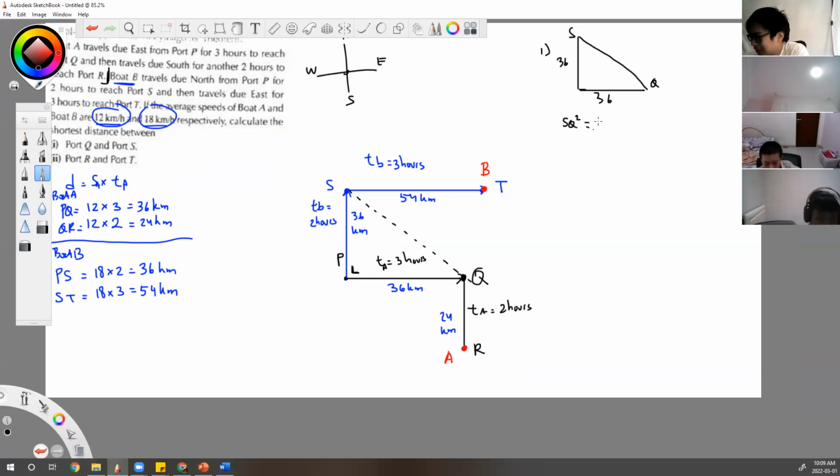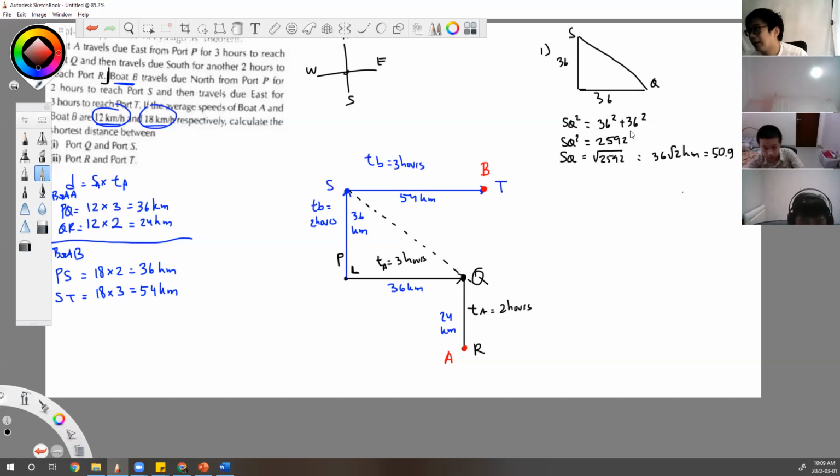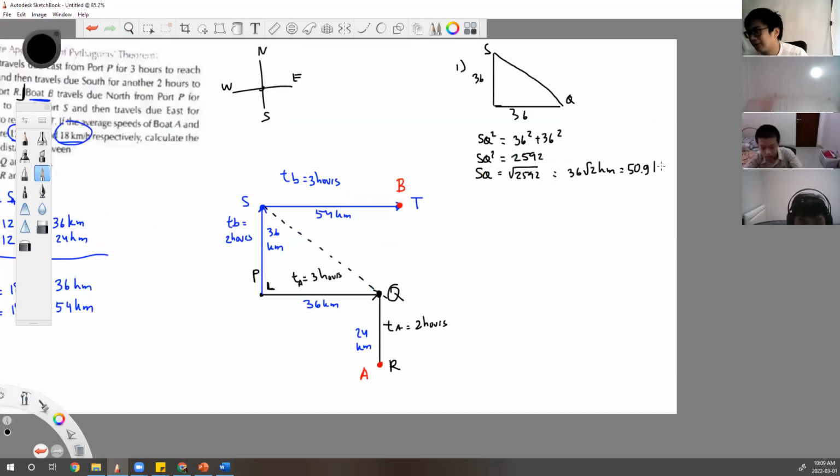Pythagoras. 36 square plus 36 square, right? The answer is 2592. I do it fast, because I have a calculator. So SQ equals square root 2592. The answer is 36 square root 2 kilometer, or use the decimals, 50.9. Okay, anyhow, any form of answer is acceptable. Okay, now we go to part 2.